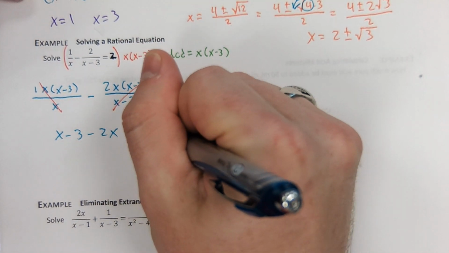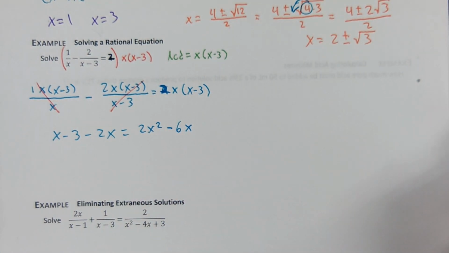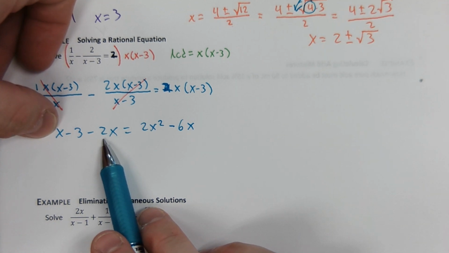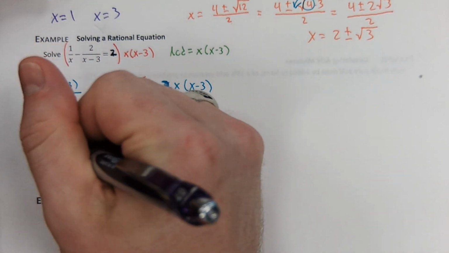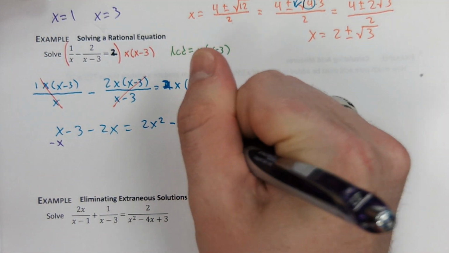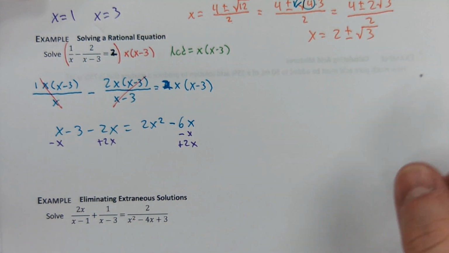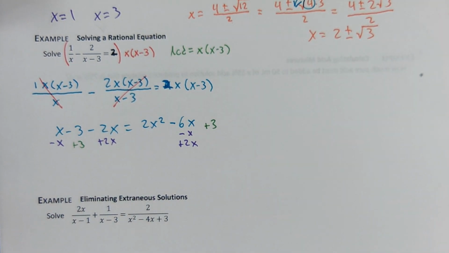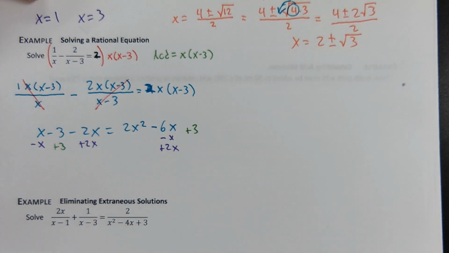It will give us 2x squared minus 6x. We're clearly going to bring everything to one side. If you want to combine your like terms before you do that, be my guest. I don't really see a reason to. So what are we going to do? I'm going to subtract x from both sides. I'm going to add 2x to both sides. And I'm going to add 3 to both sides. And that results in this quadratic.